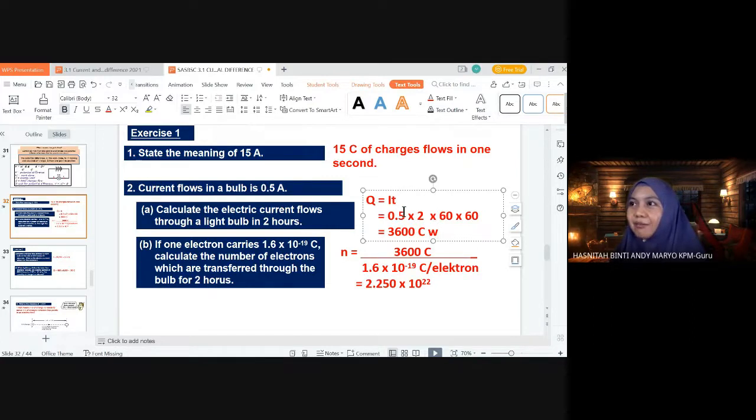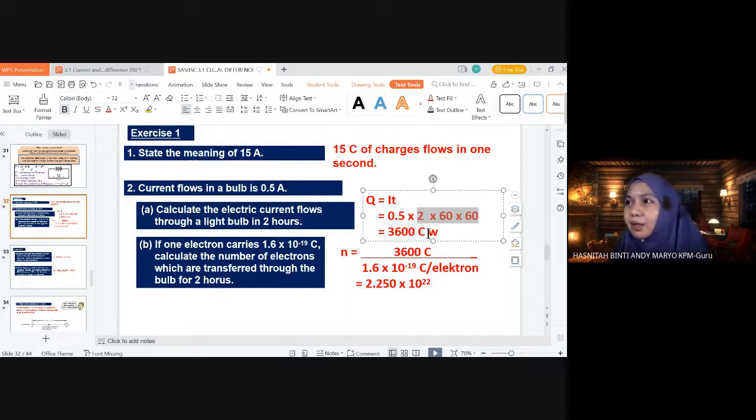So 0.5 is the current, this is I. So this is the time, 2 hours times 60 minutes times 60 seconds. So for this question, it will give you 3,600. What is the unit for Q just now, students?